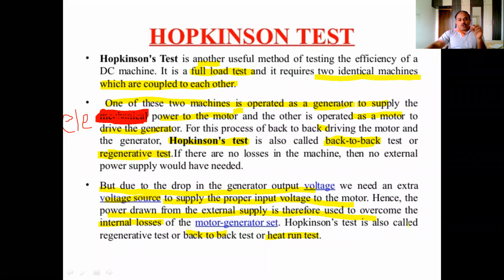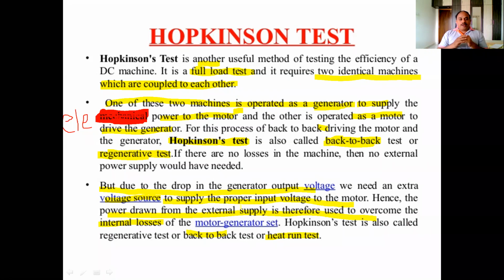Heat run test. To determine the heat generated in the machine, the test must be run continuously for half an hour to 1 hour. If the test is conducted in that manner, that test is called heat run test. So Hopkinson, back-to-back, regenerative, or heat run test.